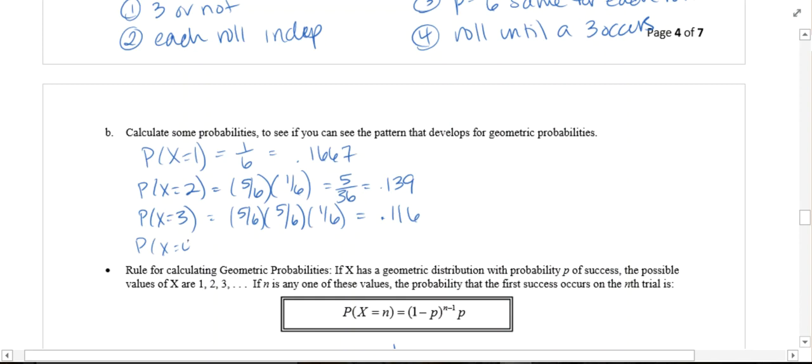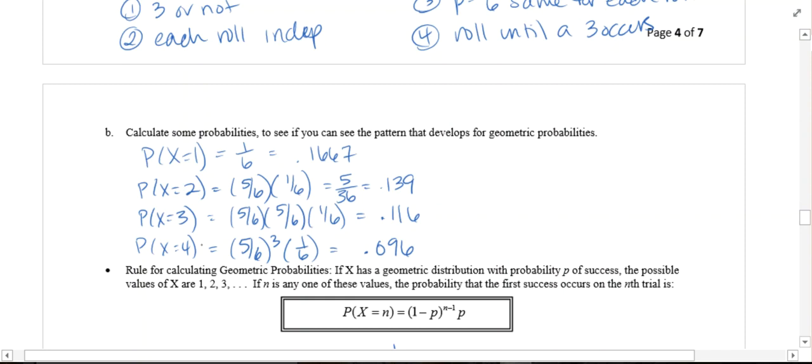Okay, let's just do one more. If it happens on the fourth roll, what must have happened? I didn't get it on 1, 2, or 3, and then on the fourth roll, I get it. So I must have had 3 failures, and then my last one, my fourth one, is a success, 1/6. So you multiply that, you're going to get 0.096. Do you see that pattern? If you're looking at x equals 4, you had 3 failures and then 1 success.